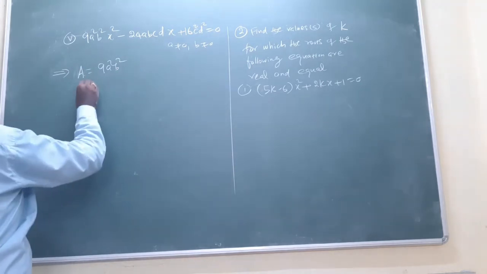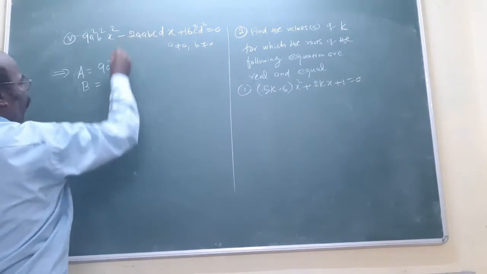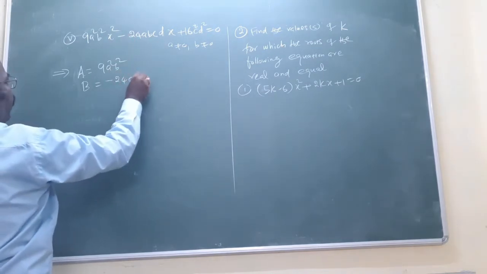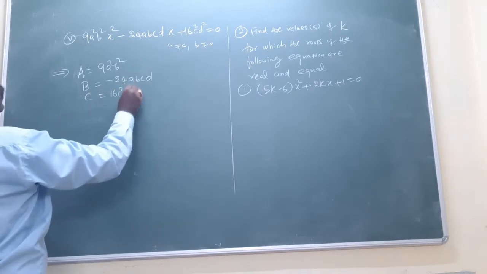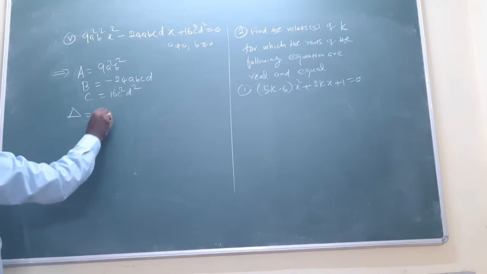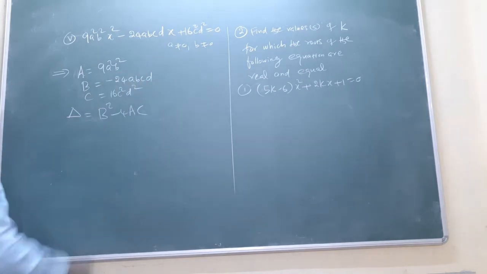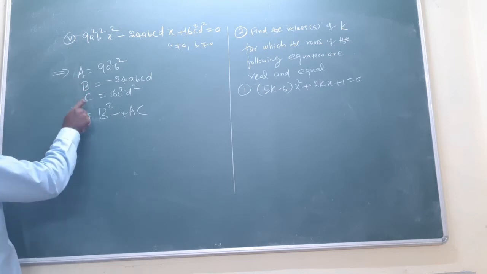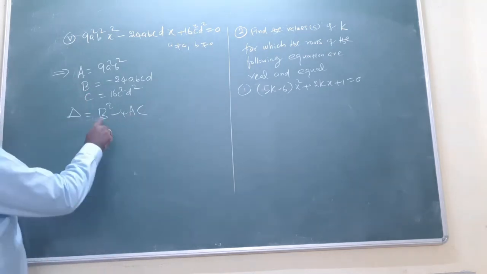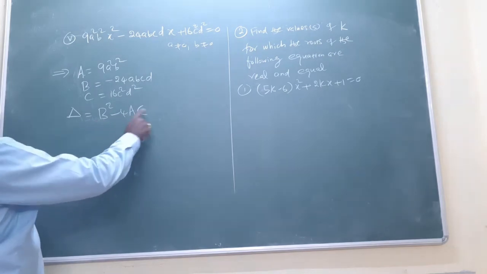Then capital B equal to what? The coefficient of x is what? Minus 24abcd. Then capital C is what? 16 c square d square. Now what is the formula? Delta equal to b square minus 4ac. Numbers are involved in small a, small b, small c, but already a, b are involved in the question. That's why you will change the formula to capital A, capital B, capital C. The formula also in terms of capital B square minus 4 capital A capital C.